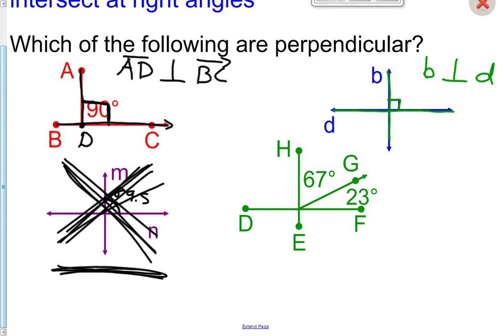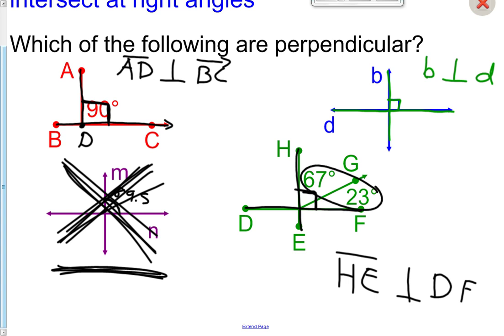If we say segment HE and segment DF, are those two perpendicular? We can say that they are because this angle right here is 90. Because 67 plus 23, those are complementary angles. They add up to equal 90 degrees. So HE, that segment, is perpendicular to DF. Again, we knew that because we could add these two up and get 90 degrees. So we have to have some information.